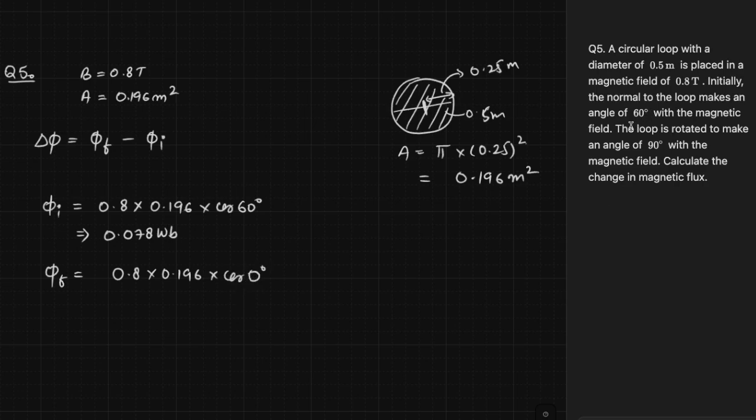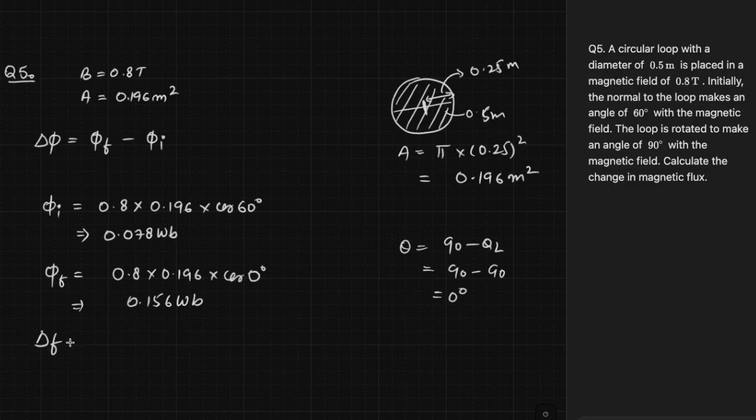And if you calculate final flux, 0.8, 0.196, and now the angle is 0 degree, not the 90 degree, right? Loop is rotated to make an angle of 90 degree with the magnetic field. The theta L is given. So we need to calculate theta, which will become, you can use this formula: theta will be always 90 minus theta loop. So the loop is making an angle of 90 degree. If we put this, we'll get 0 degree. So cos 0 will be just 1, and 0.8 into 0.196 will come around 0.156 Webers.